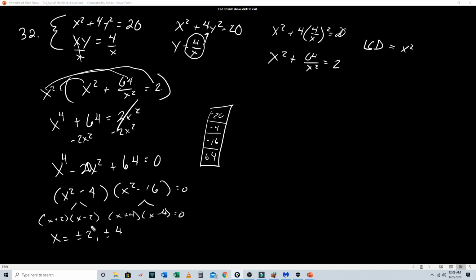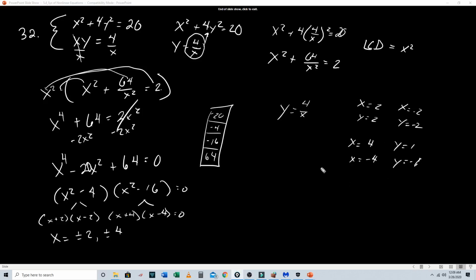So what I'm going to do is plug that into this equation here. So it's going to give me y is equal to 4 over x. Now if x equals 2, 4 over 2, y equals 2. If x equals negative 2, y equals negative 2. All right. Now if x equals 4, y equals 1. If x equals negative 4, y equals negative 1.